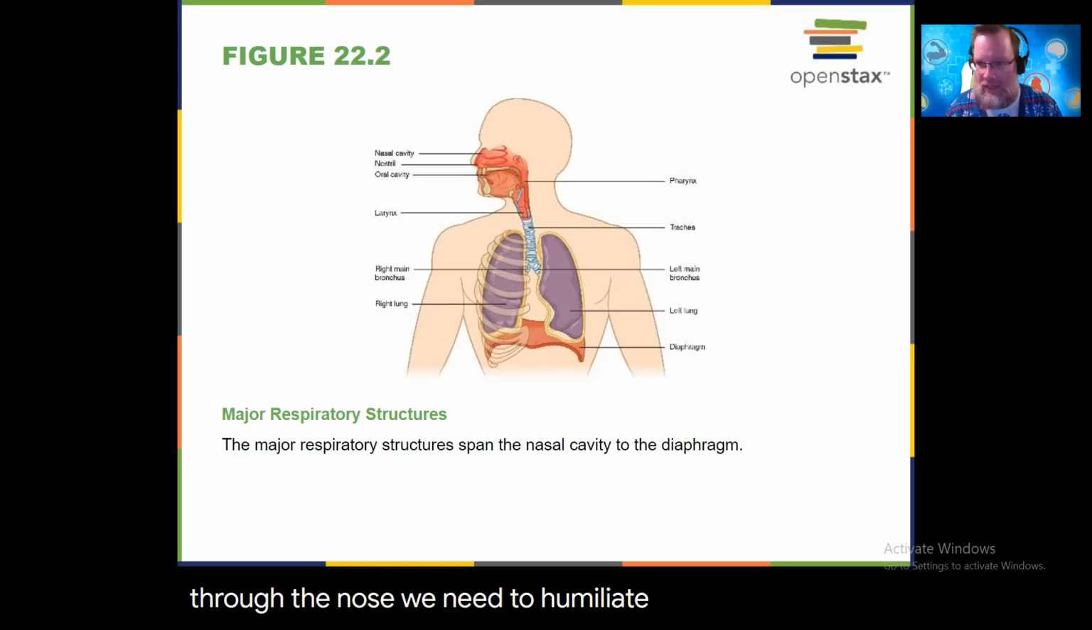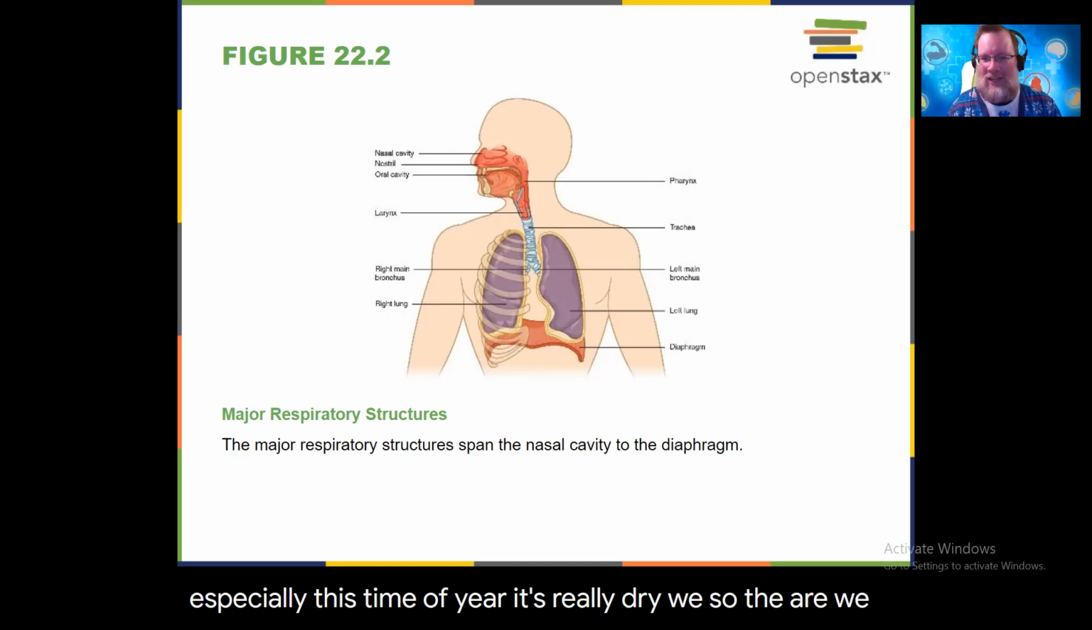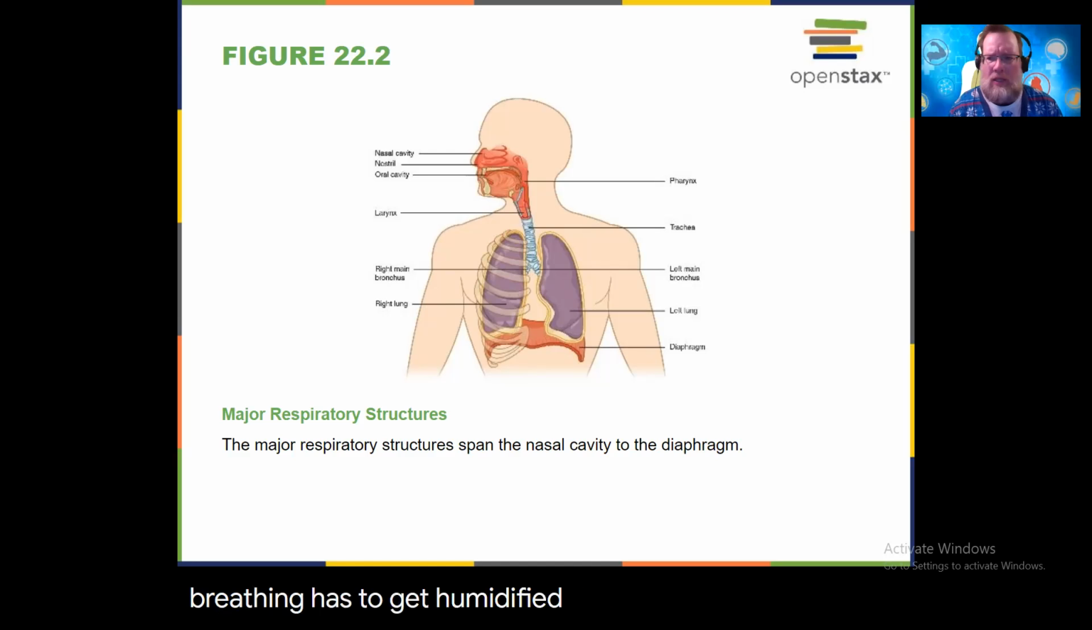We need to humidify the air a little bit, especially this time of year. It's really dry, so the air we're breathing has to get humidified. We need to clean the air, filter the air a little bit as well. And then we also need to humidify it.